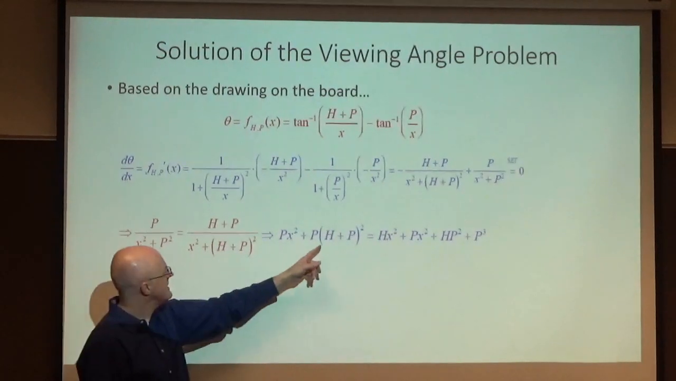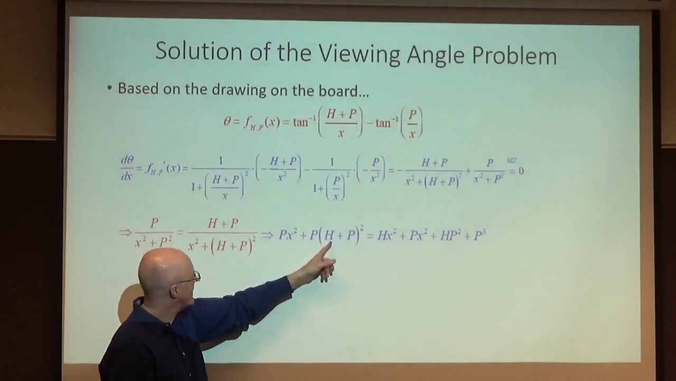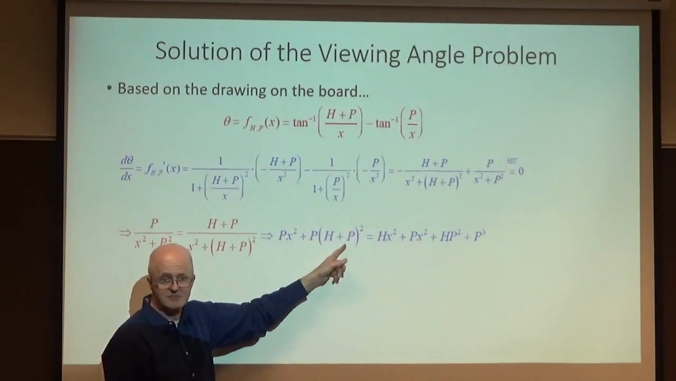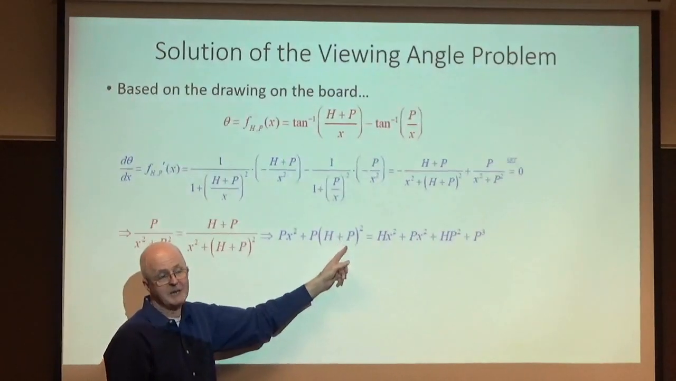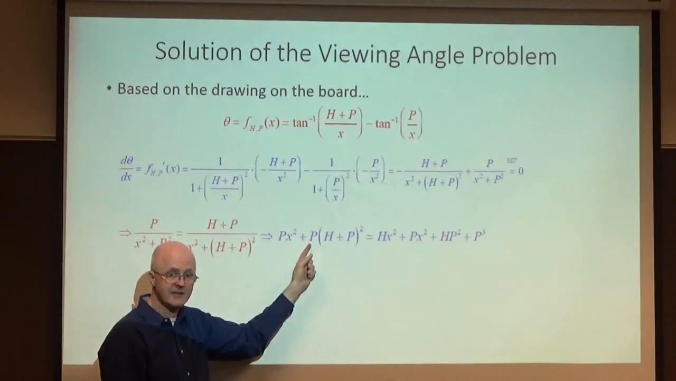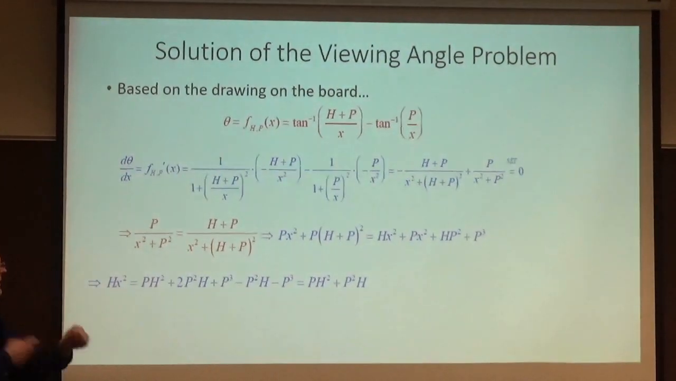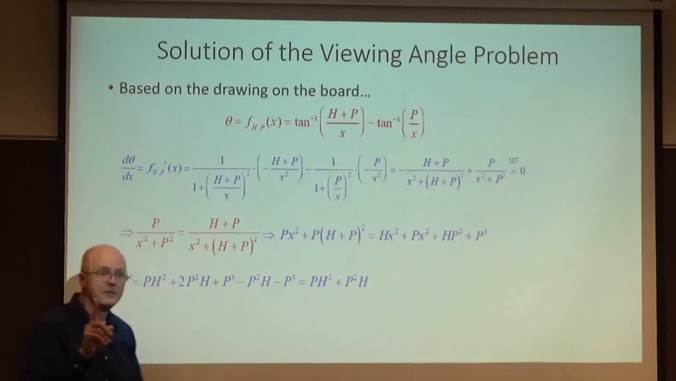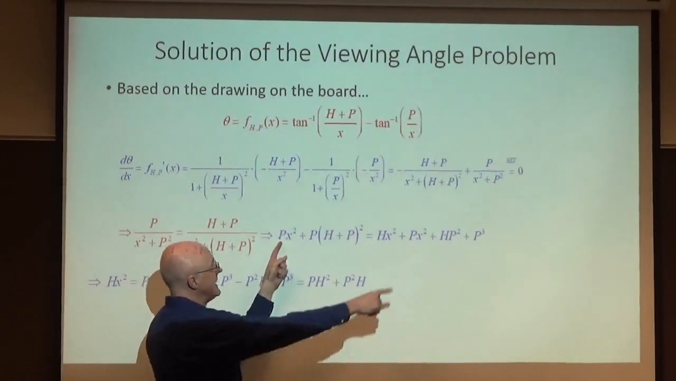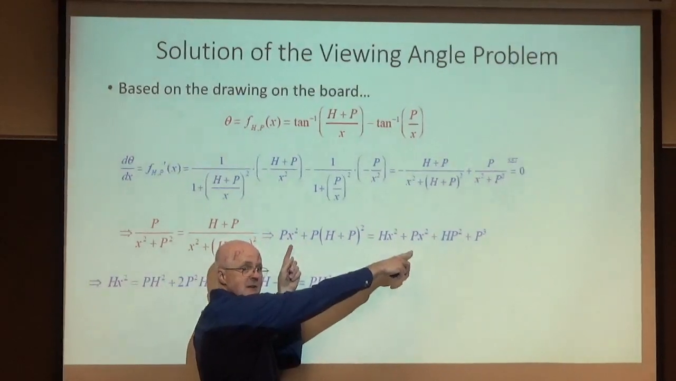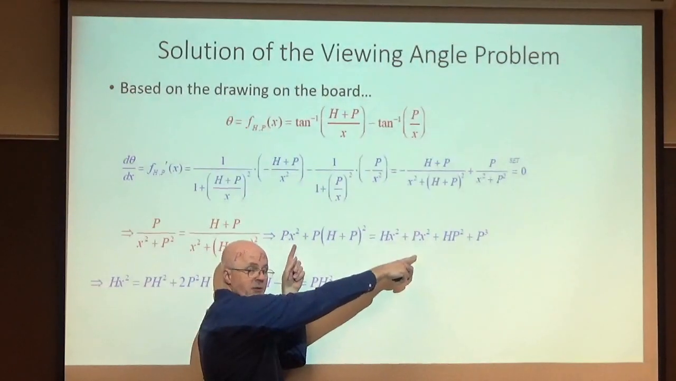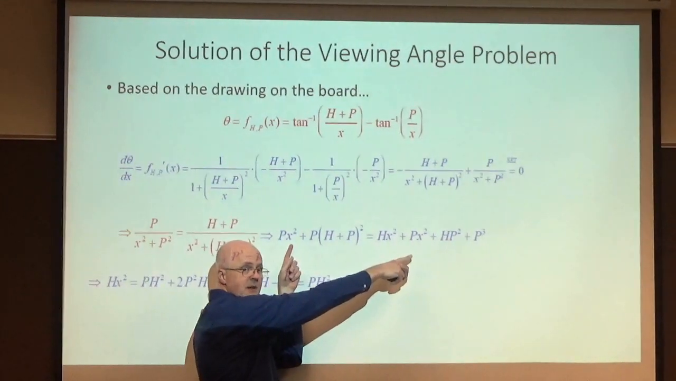Now I want to continue trying to simplify. I probably should expand this with FOIL. h squared plus 2hp plus p squared, and then multiply everything times p. And I'm going to do a little rearranging. My goal is to solve for x. The p times x squared here and here cancel, right? If you subtract p times x squared from both sides, they both cancel. They both go away. That's good.